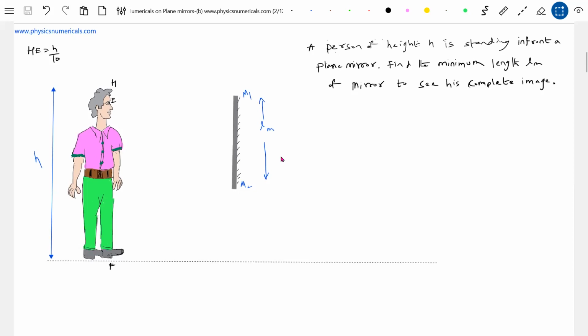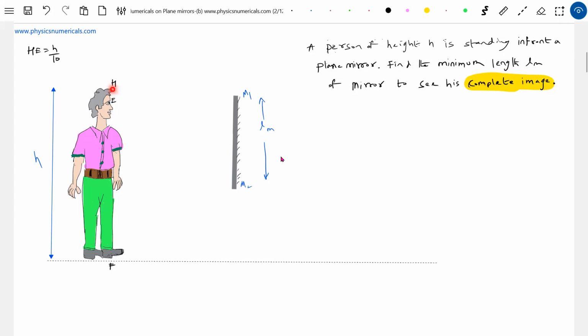Okay, we'll begin our discussion. There's a person standing in front of a plane mirror, and there's a length of mirror. What is the minimum length of the mirror that is required to see one's full image, one's complete image? What do you mean by complete image? He must be able to see his foot as well as his head.